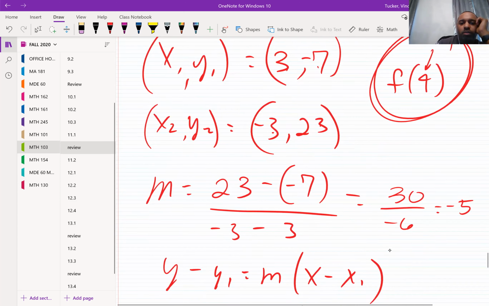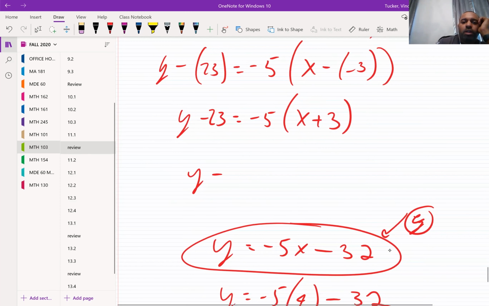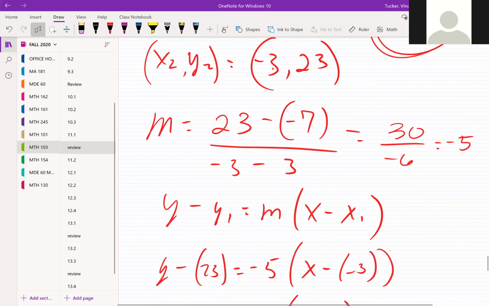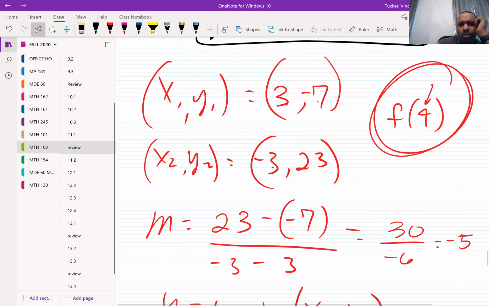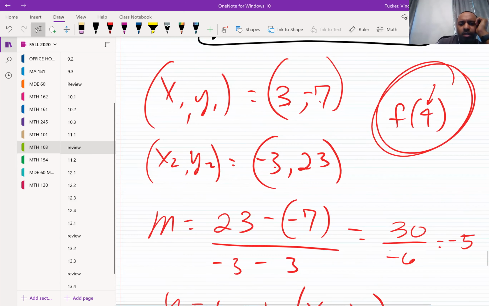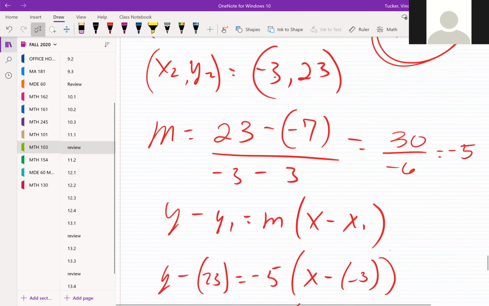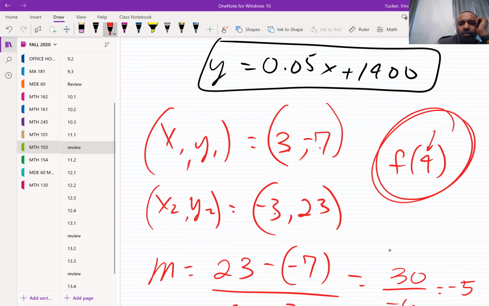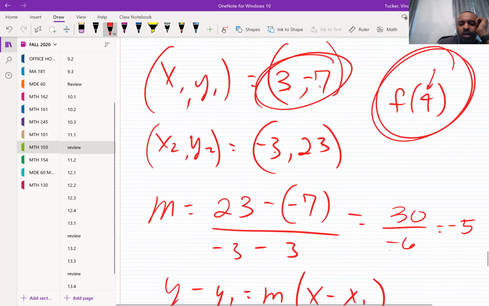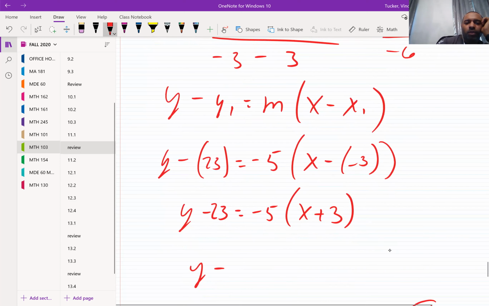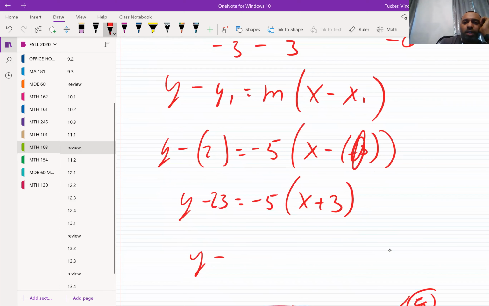Because 23 was y, right? Yep, 23, negative 3. Hold on. I don't understand. Ooh. 23, negative 3. That's what it is. Okay. What? We plugged it in wrong. We plugged it in wrong. We put 7 with X. Yeah, we did 7 over here, but that's for X. 7 is our Y.